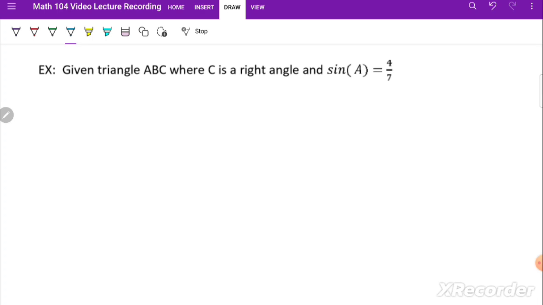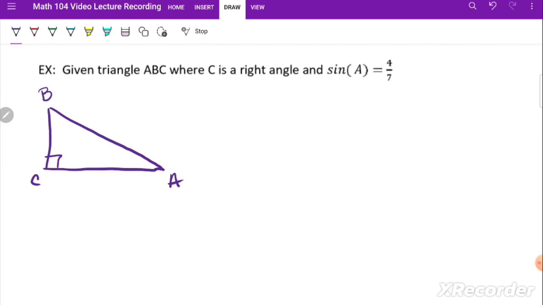This time they didn't draw the picture for us. They're telling us that we have a triangle ABC where C is a right angle and sine of A is equal to 4/7. So let's draw this and label this. And if you would have labeled it slightly differently, like switched A and B, that's no big deal. Your answers will end up being the same, even if your diagram's labeled differently, because the opposite and the adjacent side are going to change.